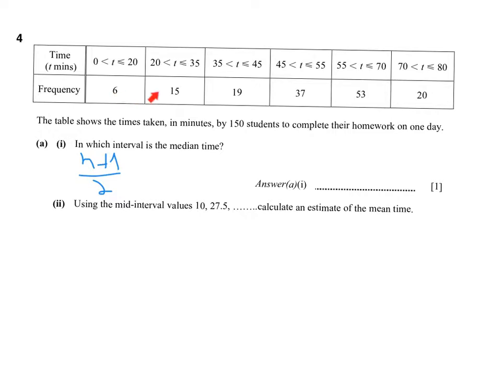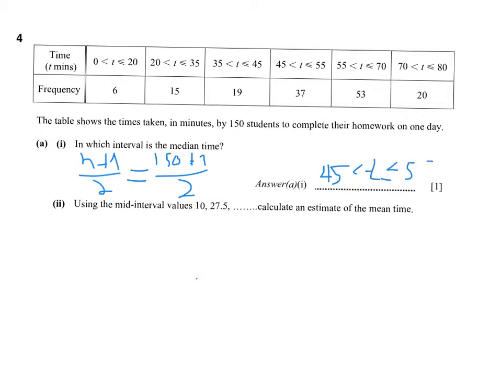So add these up, 21, 40, 77. So both the 75th and the 76th student are located in that 45 to 55 time interval. So I could have just taken half of 150 with this many students, and I'm okay. So 45 to 55.